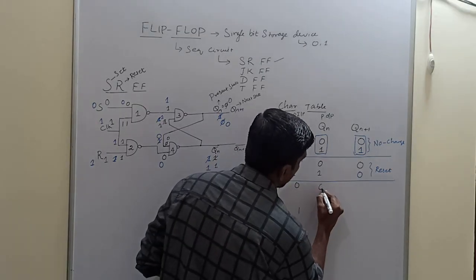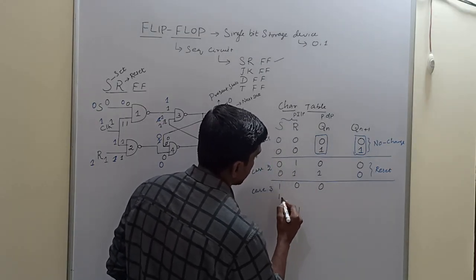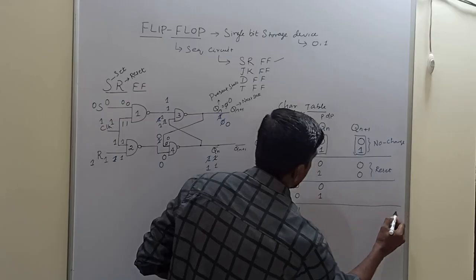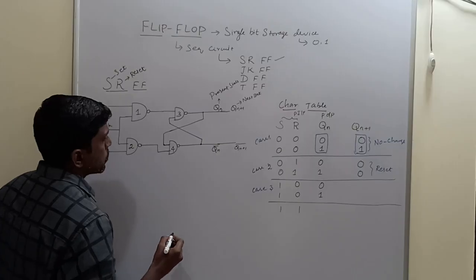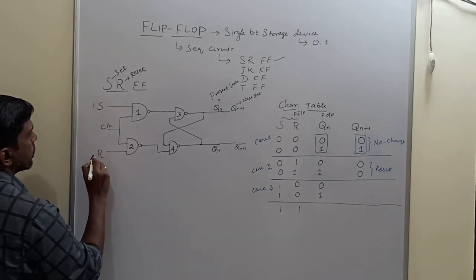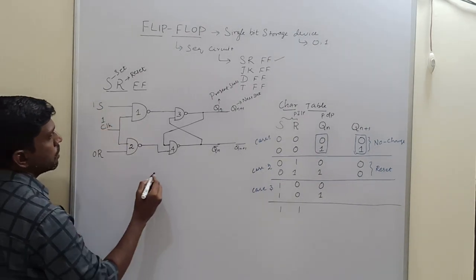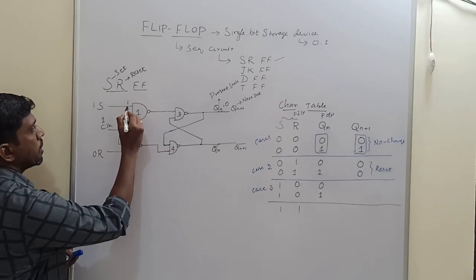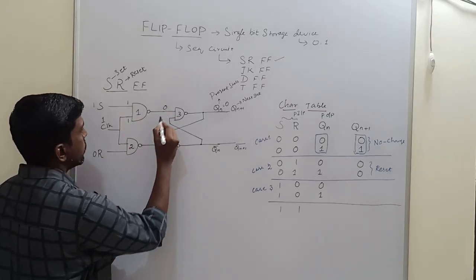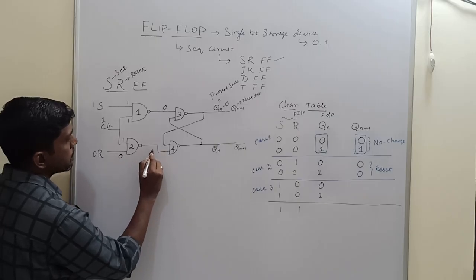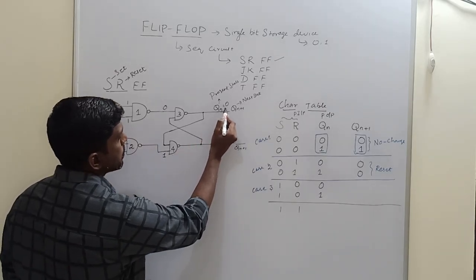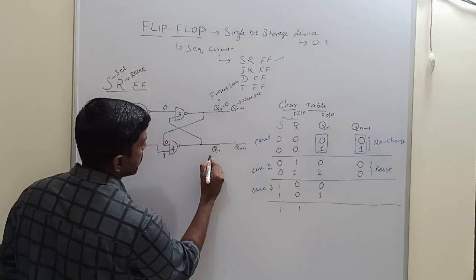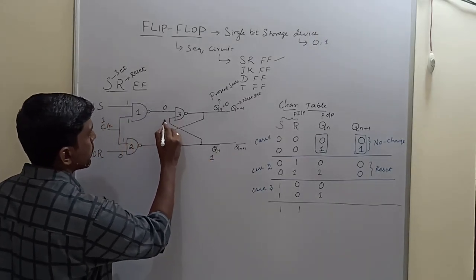Let me assume Qn value is 0. Next one, same input 1, 0, Qn value is 1. Now we find what is the next state. So third case, S value 1, R value 0, clock is 1, Qn value, let me assume 0. So here first NAND gate input is 1, 1, the output is 0. Here 1, 0, the output is 1. So this present state Qn value is feedback to fourth NAND gate. So this value is 0, 1, 0. The result is 1.